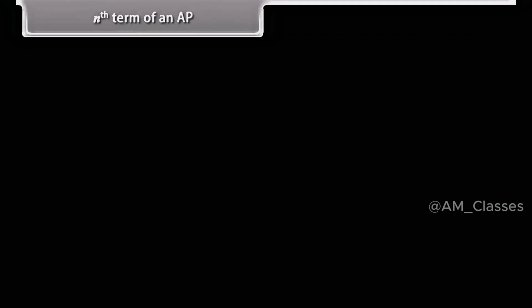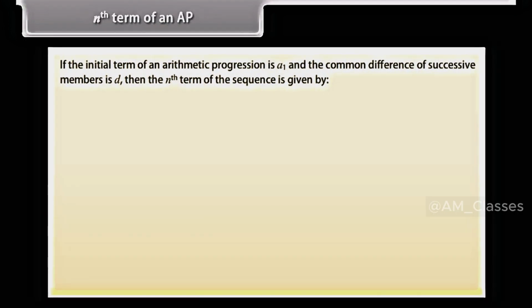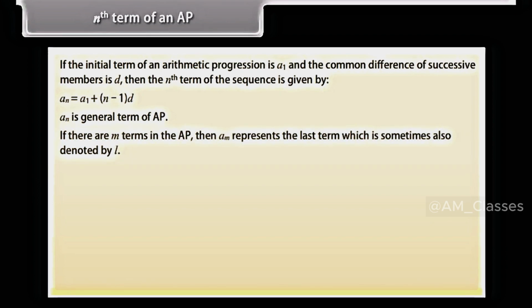nth term of an AP. If the initial term of an arithmetic progression is a1 and the common difference of successive numbers is d, then the nth term of the sequence is given by an is equal to a1 plus n minus 1 into d. We know that an is also called the general term of the AP. If there are m terms in the AP, then am represents the last term, which is sometimes also denoted by l.